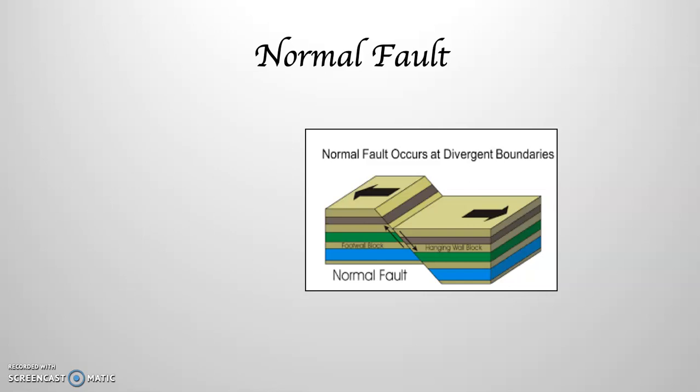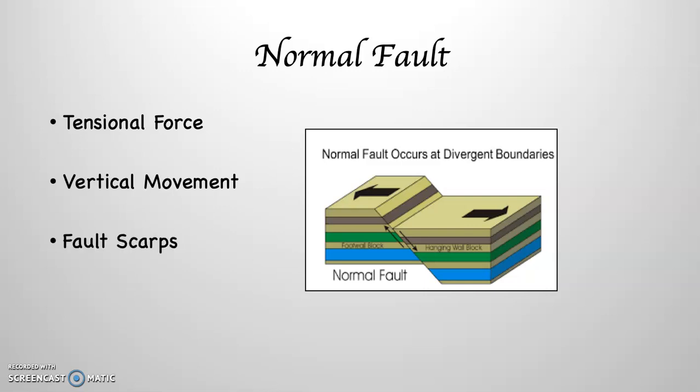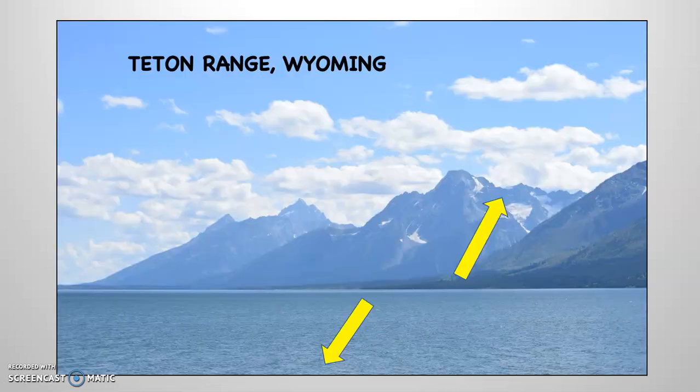Let's start with the normal fault, shall we? These are the result of tensional forces, which means the crust is pulling apart, as you can see indicated by the arrows. The movement is overwhelmingly vertical with normal faults, which means up and down. Fault scarps are common. Fault scarps are a cliff that's created along a fault line. You can see the fault scarp being created right here as a result of the fault movement. And it results in stretching the crust out.